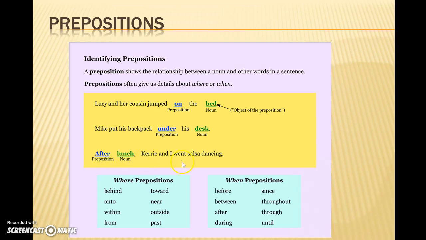After lunch, Carrie and I went salsa dancing. Notice we can put a prepositional phrase before or after our primary independent clause of the sentence, whether that be Mikey put his backpack under his desk, Carrie and I went salsa dancing, or Lucy and her cousin jumped, right? So you've got 2 different types of prepositions, generally where prepositions and when prepositions. Behind, onto, within, from are where prepositions; before, since, between, after, until, etc. are when prepositions.